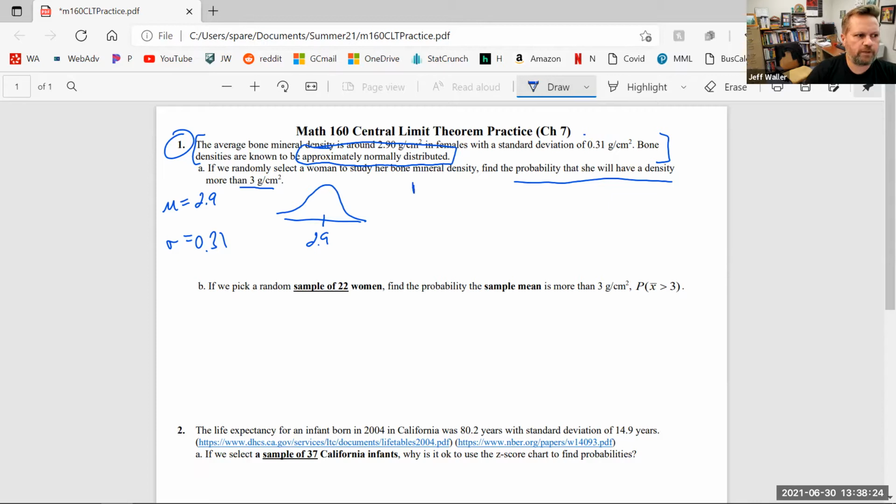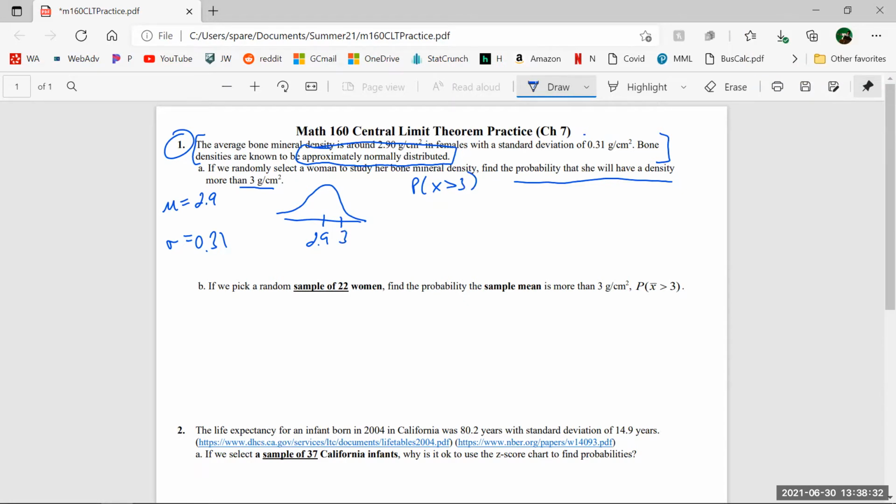What's the question really? Probability that x is more than 3. Greater than 3, exactly. So I want to put 3 down here. So it's over there somewhere. And then where am I going to shade? To the right. Good, above 3.